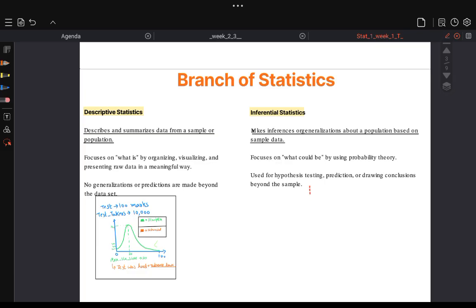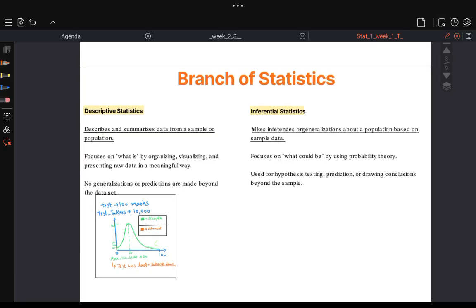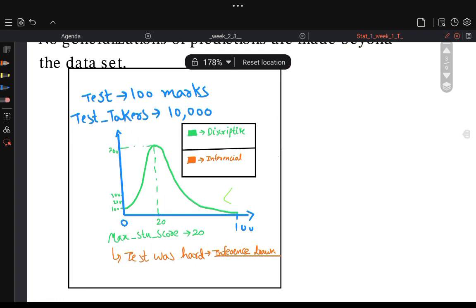Let's start with a simple example. Consider an exam where there are 10,000 test takers and it is a test of 100 marks. We took the data of scores of each test taker and plotted it on a graph. Then we got a bell-shaped graph, as is usual in such examinations. There were no negative marks, so the minimum one could get is 0 and the maximum is 100.